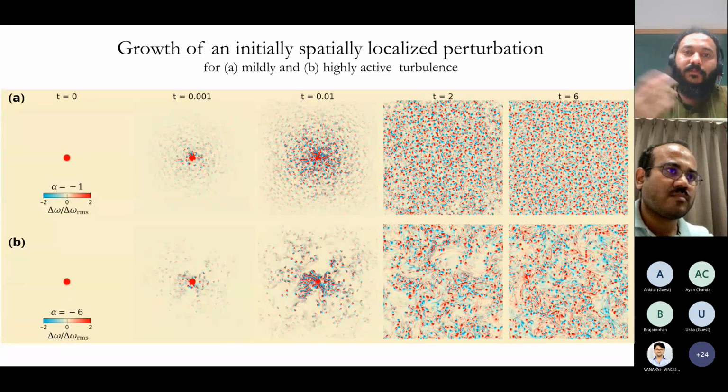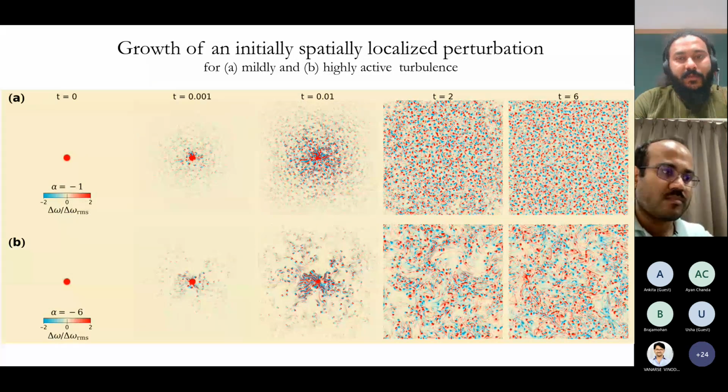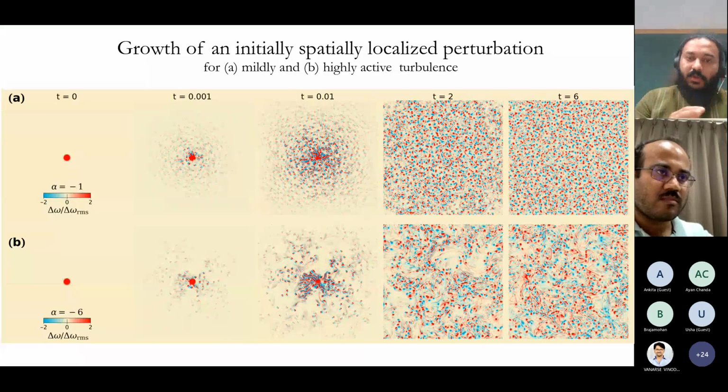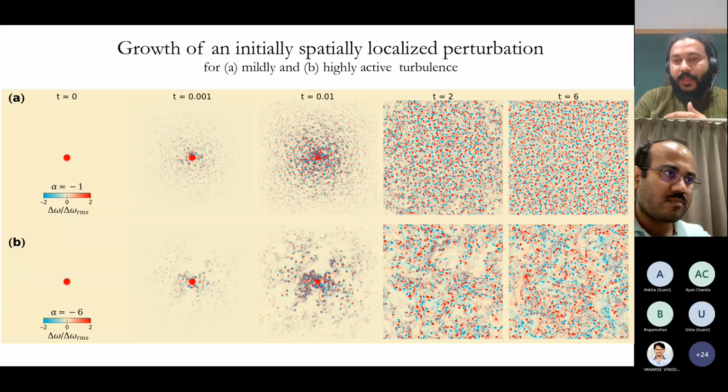And as we move to the right, we have different time instances, and you see that the perturbation really just grows out. Interestingly, for the mildly active case, it happens in a more or less isotropic manner, whereas the highly active case also has a lot of advection. So it sort of redistributes there in a more nuanced way. And finally, they reach saturation, and it looks like a vorticity field in itself.